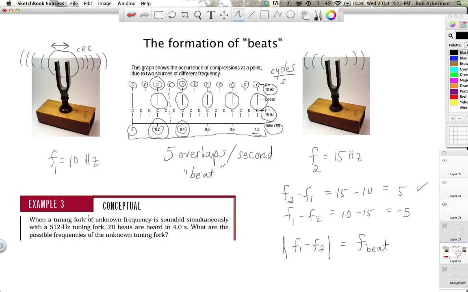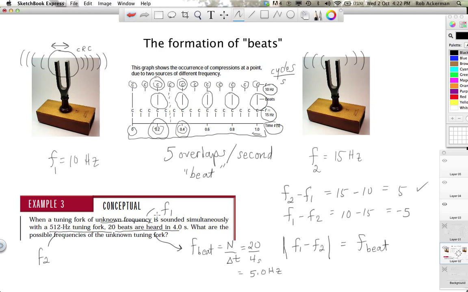Now let's look at an application that uses this. It says here, when a tuning fork of unknown frequency is sounded simultaneously with a 512 Hertz tuning fork, so maybe we could call this F1, and we could call that F2. It says 20 beats are heard in 4 seconds. Now make a connection here between something you learned a long time ago and something that you need to know now. 20 beats in 4 seconds, that's telling you the beat frequency. Remember the letter N for the number and delta T for the time. So we've got 20 beats in 4 seconds, giving us a beat frequency of 5.0 Hertz.